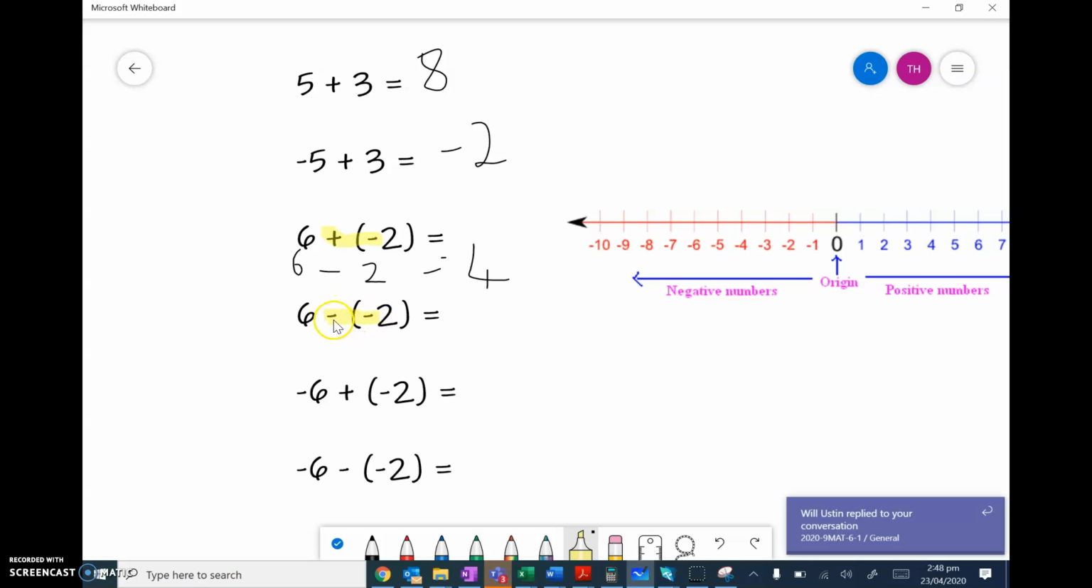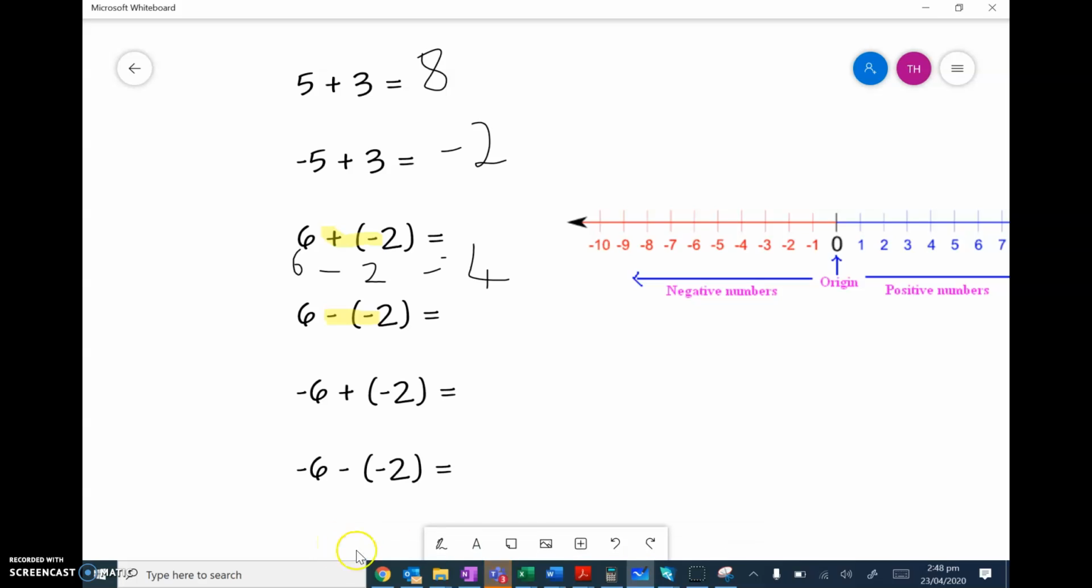Next one, the signs are the same. Negative and negative. So 6 minus -2. I can change my negative next to another negative into a plus. So it's going to become 6 plus 2. And again, it is now an easy question that I know how to answer. 6 plus 2 equals 8.